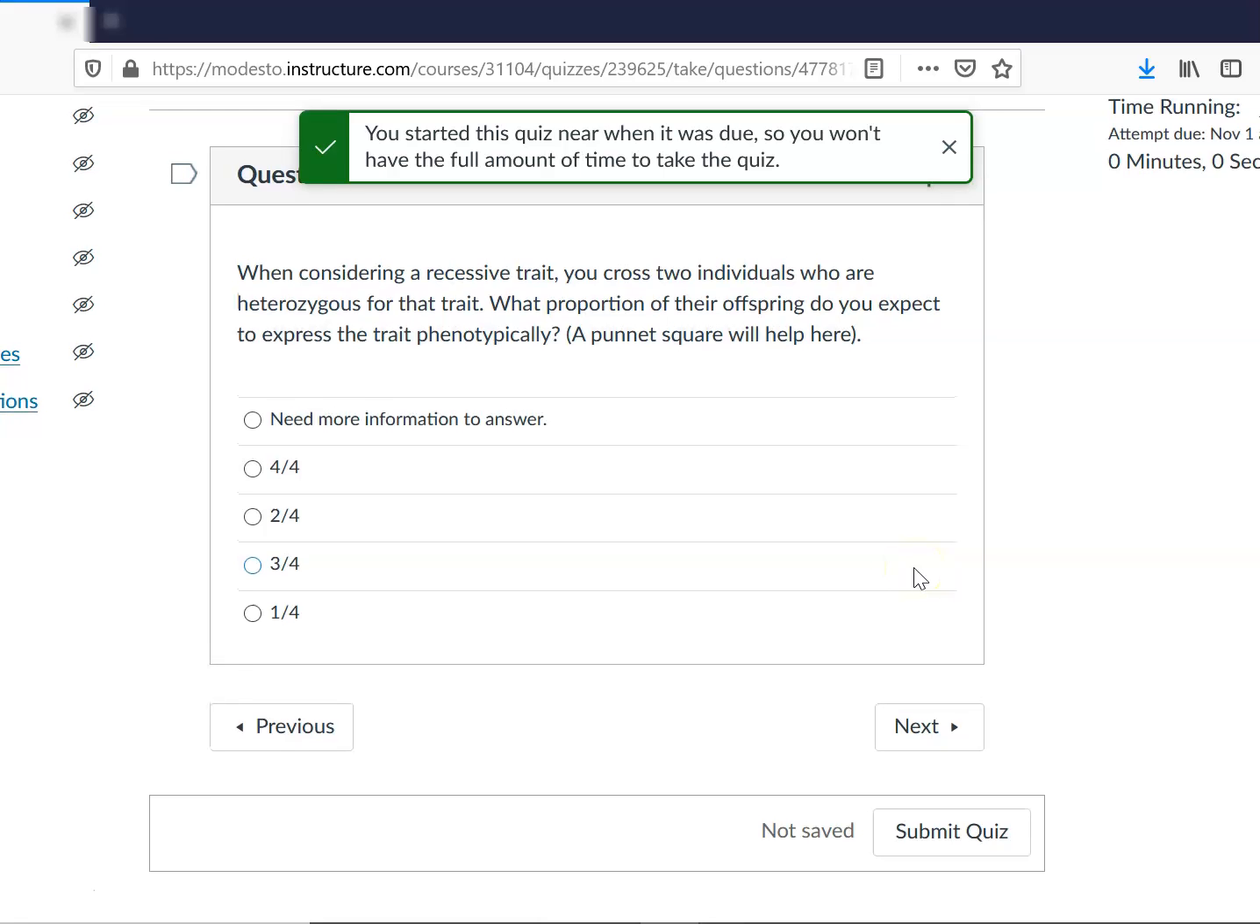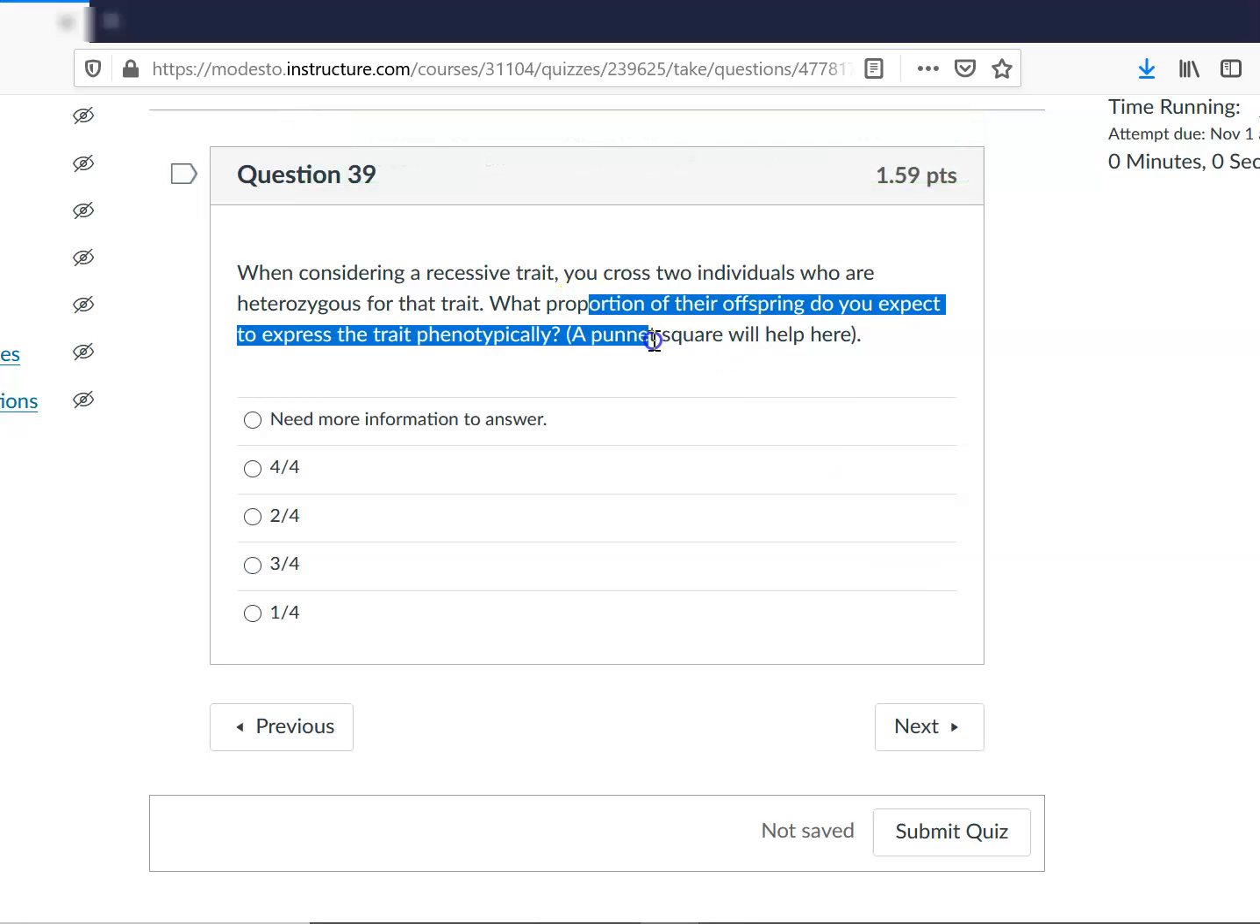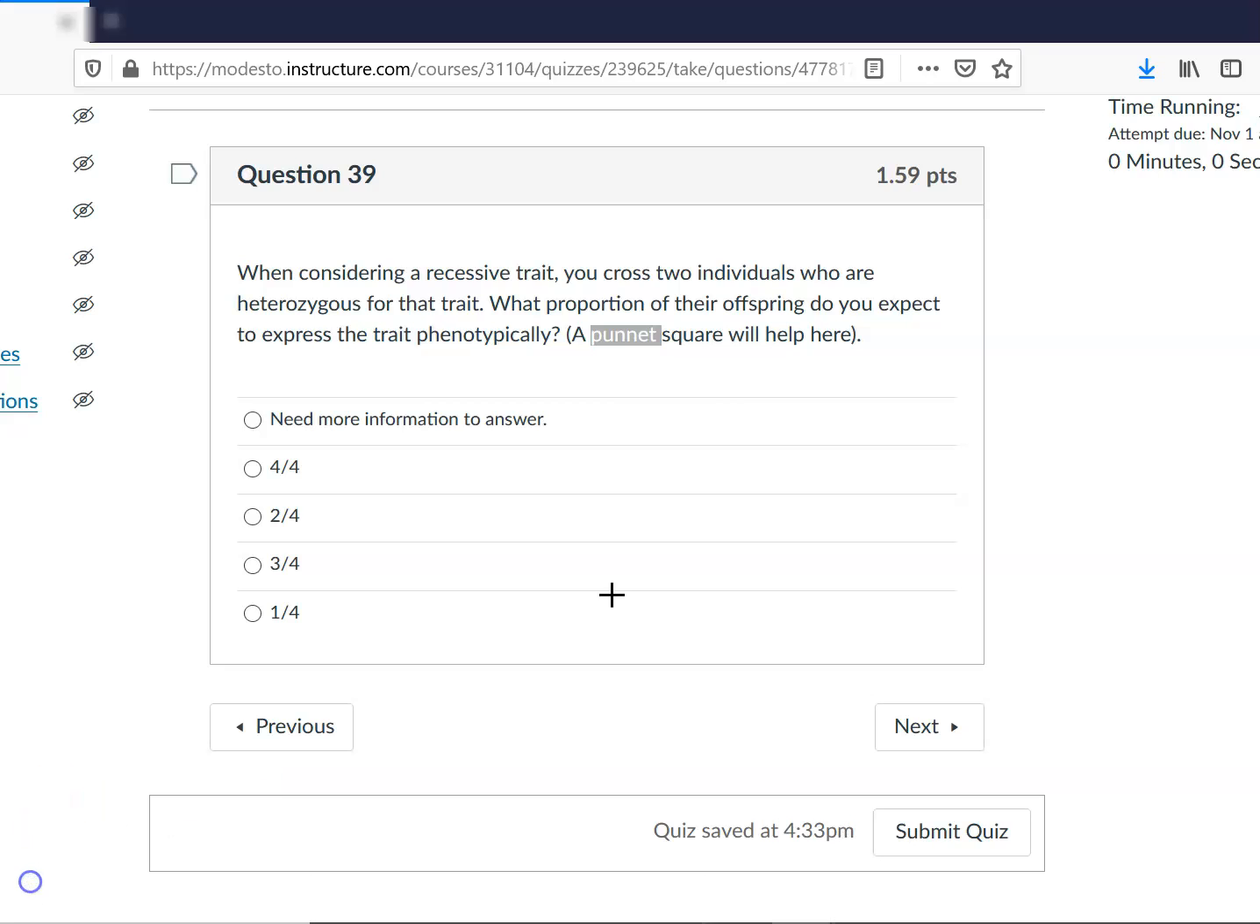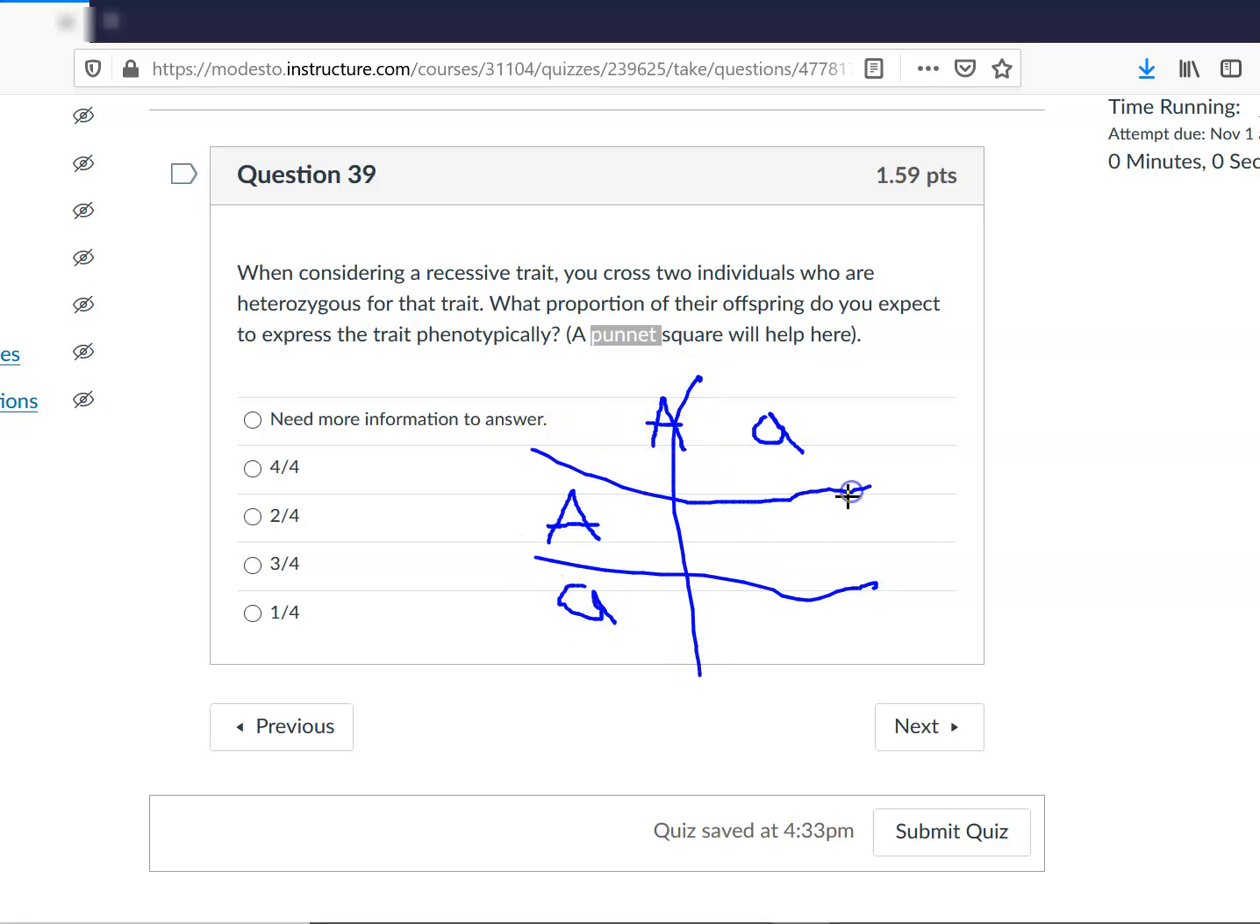When considering a recessive trait, you cross two individuals who are heterozygous for that trait. What proportion of their offspring would you expect to express that trait phenotypically? So let's make our little Punnett square. We have two individuals who are heterozygous. So put big A here, little a here, big A here, little a here. Here's mom and dad. Make ourselves a nice, horrible Punnett square.